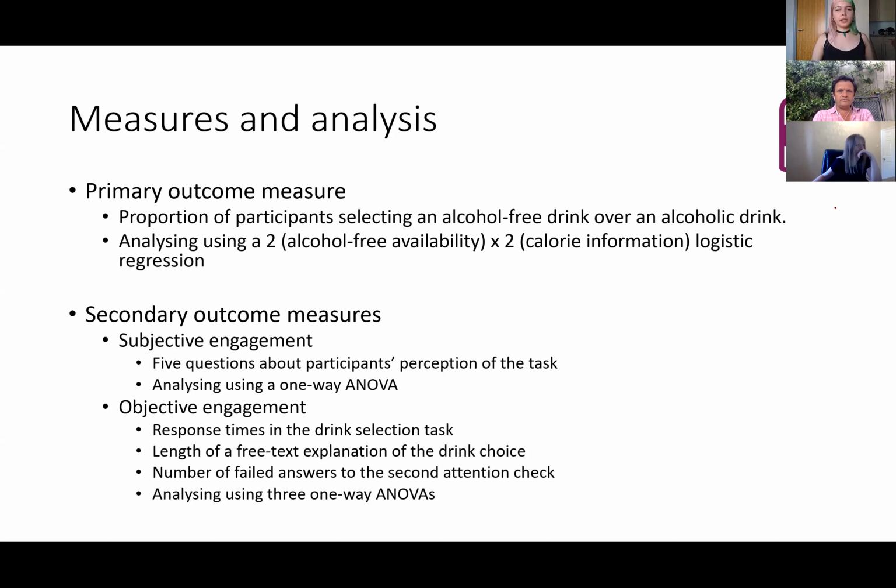The second one is the length of a free text explanation, because we're going to ask them to justify why they made a certain decision, about why they chose this particular drink. And the longer the response is, the higher the engagement with the task is. And the third one is number of failed answers to the second attention check. So we'll have 2 attention checks, one at the beginning and one at the end.